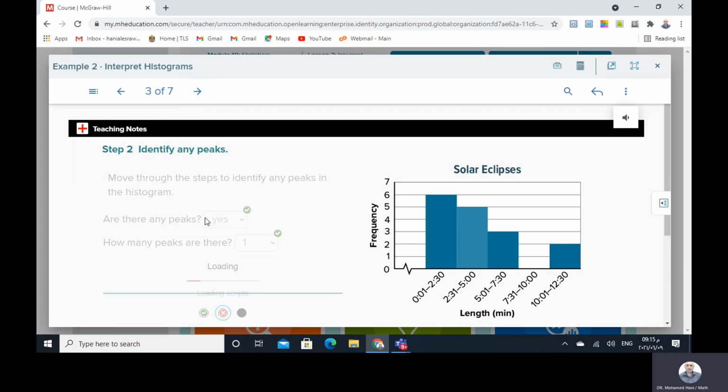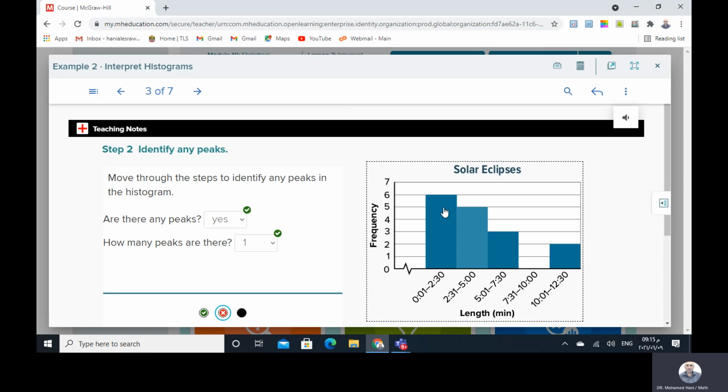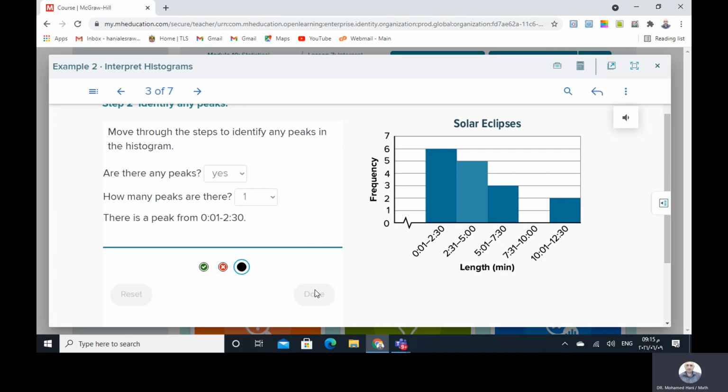The second step: identify any peaks, meaning the most frequent values. Are there any peaks? Yes. How many peaks are there? Just one. There is a peak from 1 second to 2 minutes 30 seconds.